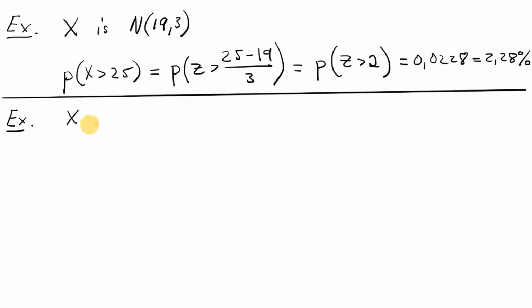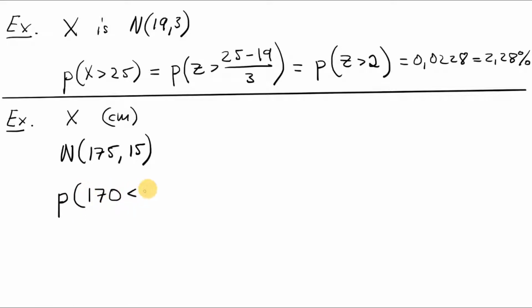As another example, assume that x is the height of a random person in centimeters. Assume that this is normally distributed, with an expectation value of 175 centimeters and a standard deviation of 15 centimeters. We want to determine the probability for a person having a length between 170 and 180 centimeters. Then first we can use the expression we have seen before.